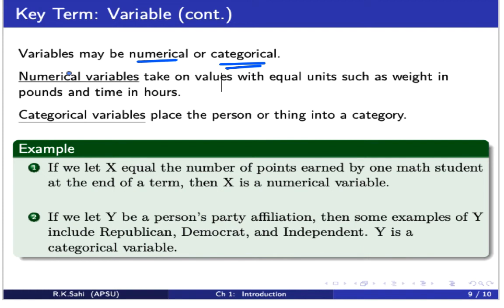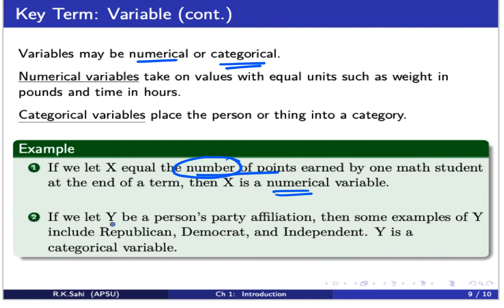It would be like a place or a thing, like yes or no in a questionnaire or survey, true or false. So those kinds of things. So let's look at some examples here. For example, if you let X equal the number of points earned by one math student at the end of a term. Now, the moment you see the word number, automatically it is a numerical variable. So the capital X over here is a numerical variable.